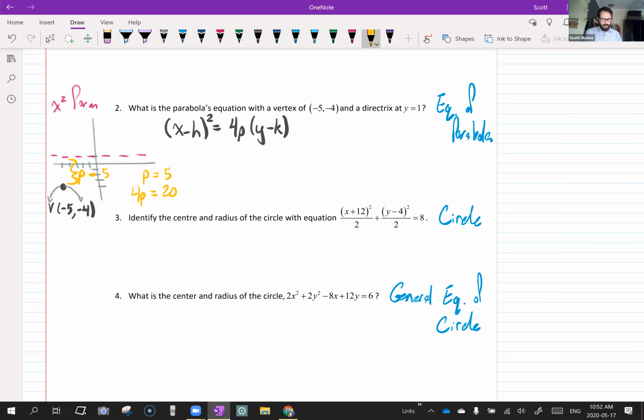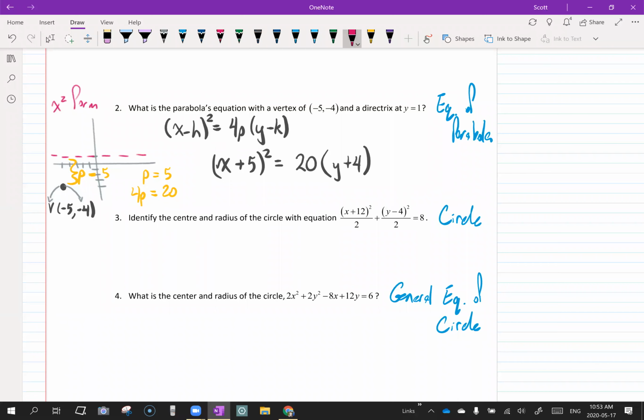So I have everything now. I'm actually done with the question. I just fill in my information. So x is always general, minus h, well that's minus -5, so plus 5, squared, equals 4p, so that's 20, and then y plus 4. I'm only missing one thing, and this is the same thing that some students missed on the assignment. What am I missing? The negative. Yes, the negative in front of p. And the reason that's negative is because it's facing down. And if it's facing down, you kind of need to add that yourself, okay? The equation doesn't necessarily give that to you.